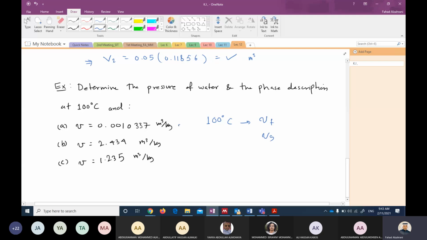Then at each part you compare your V to these two values. If your V is less than VF, this is compressed liquid. If V is in between, this is saturated mixture. If V is greater than VG, this is superheated. Then you go to the right table to find the pressure. Okay, so this is the first step. But we need to go to the saturated mixture table first.